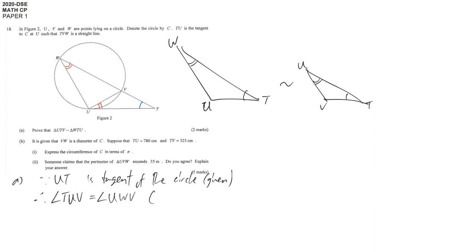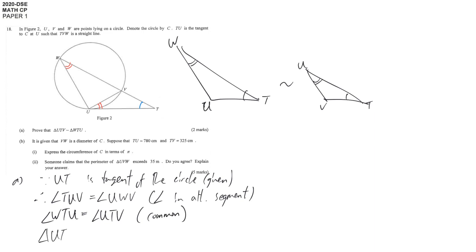We need to write down the reason because this is a proof. The reason is angle in alternate segment. And then we have the second pair of angles. So angle WTU is equal to angle UTV, common. Therefore, with two pairs of angles equal, we can say that they are similar already. Triangle TUV is similar to triangle WTU. The reason is AA. There is a reference called AA.